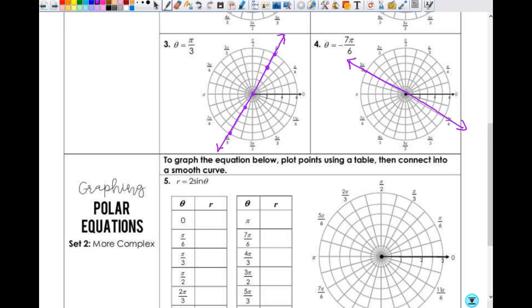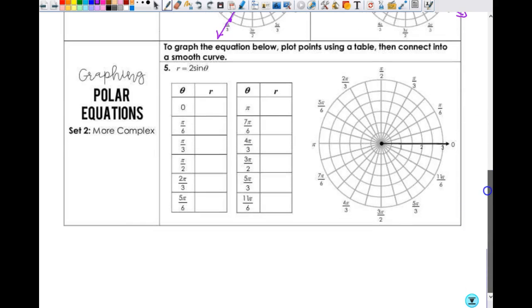All right, so let's look at a more complex graph. So it says to graph the equation below, we're going to plot the points using a table. We're going to fill out the table on this one. We're not filling out a table on every single one of them. Just the first one so we can really look at it and think about what's happening. Then we're not going to have to on the rest of them. You'll see why it's not necessary.